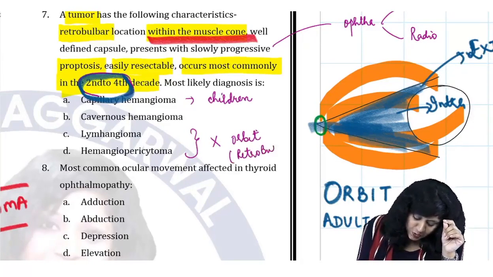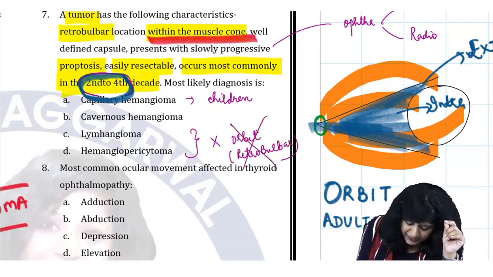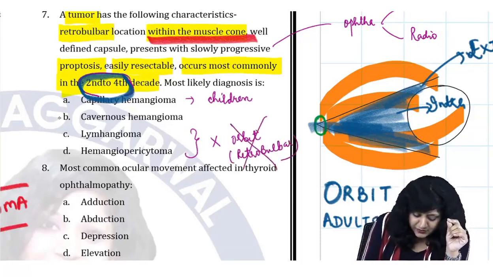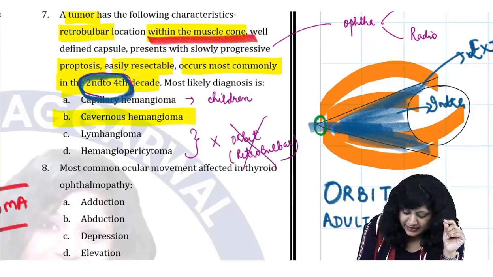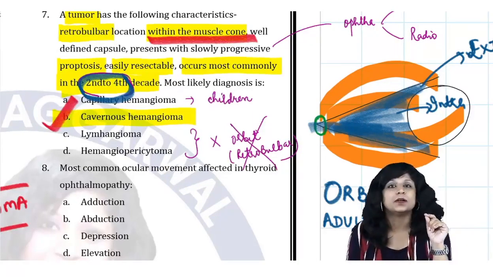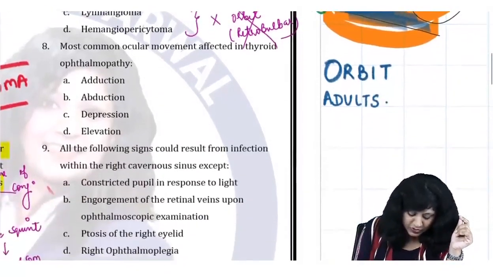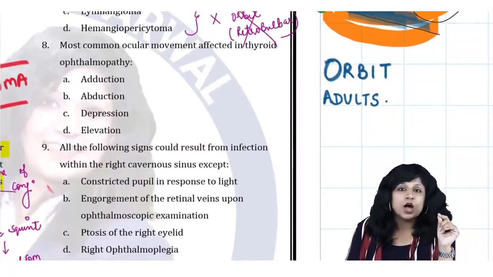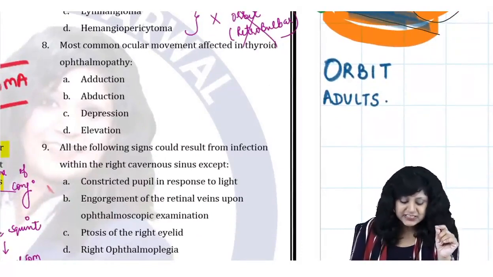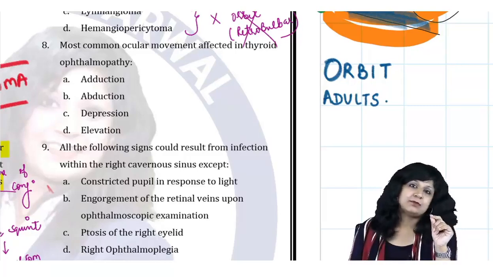They are not found there. So that means you are there with your right answer, that is your cavernous hemangioma. All right. Now next question is, most common ocular movement affected in the thyroid ophthalmopathy.